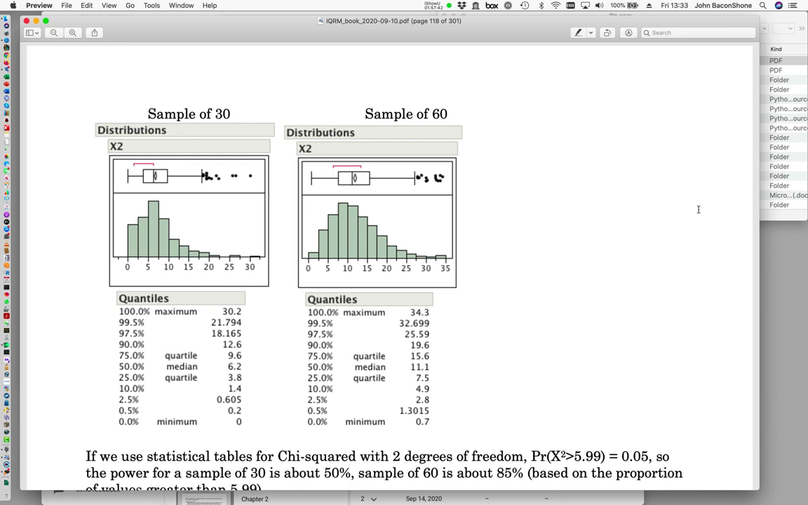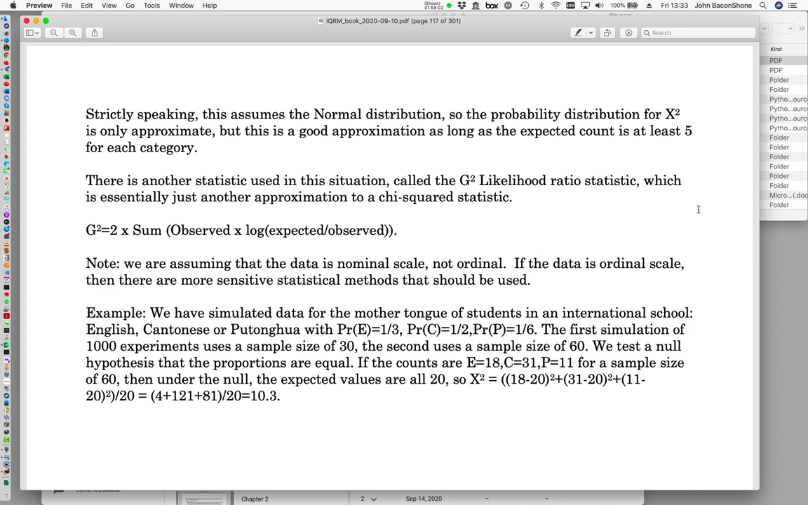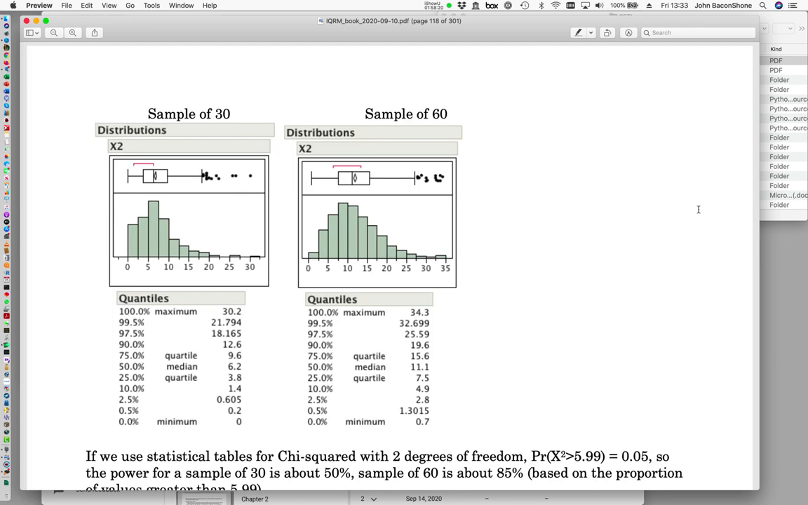So this is quite impressive, right? With just a sample of 60 children, even though the difference in the proportions of different mother tongues is not that different between the null and the alternative, remember, we're assuming a third, a third, a third in the null hypothesis, but the actual proportions are a third, a half, a sixth. We're able to detect that quite reliably with a power of 85% with a sample of 60. So that's quite impressive in terms of how well this works in this situation.